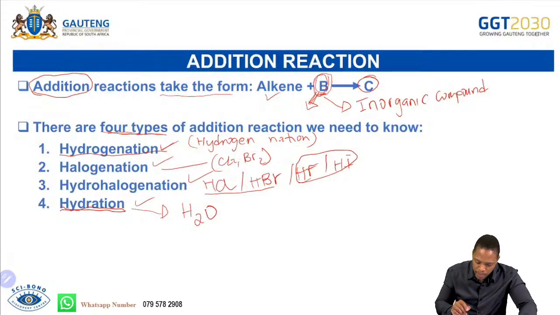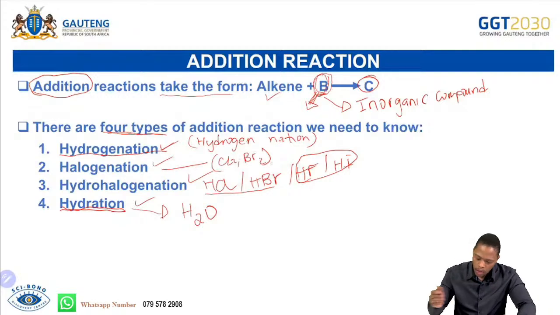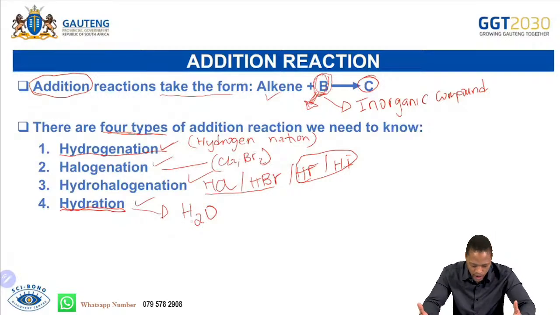And then if B is either HCl or HBr, now we are talking about a hydrogen and a halogen. That has to be hydrohalogenation. Lastly, if B is H2O, we are adding water into something, that must be hydration. So that's how you would identify this reaction.